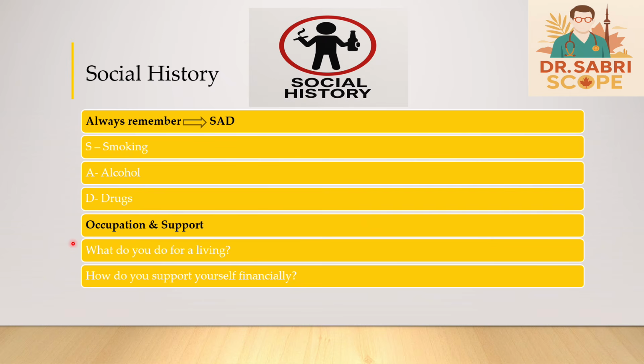Also, coming to occupation and support, it's very important to ask about occupation because the patient could be working in a factory or any other field. They may be lifting heavy objects or their job necessitates doing some hard things. They can cause this back pain. So it's a good idea to ask the patient, what do you do for a living, and also always make it a habit to ask about support. How do you support yourself? Do you get enough support?